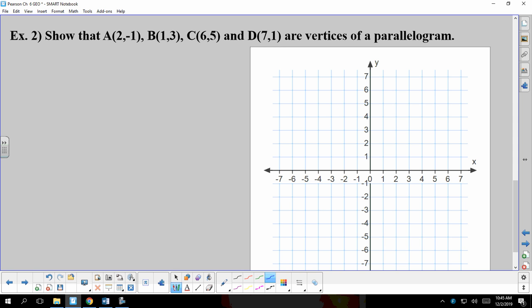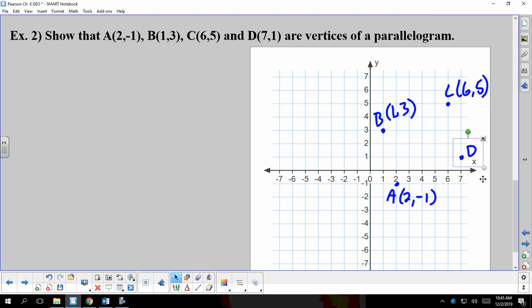2, -1. There's A. B. 1, 3. C. 6, 5. And D. 7, 1. Parallelogram ABCD.